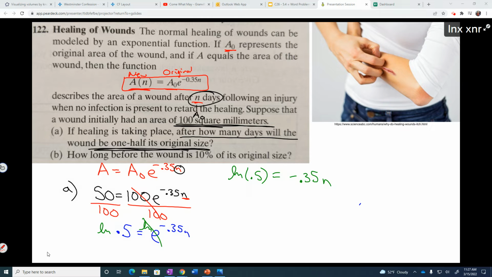Close. Even though it looks like it's a minus, it's actually just like a negative this times n. So we want to divide by negative. If it had been n minus, then we would add it. So it's actually both sides. So we're gonna divide both sides by negative 0.35. We'll have our n by itself.